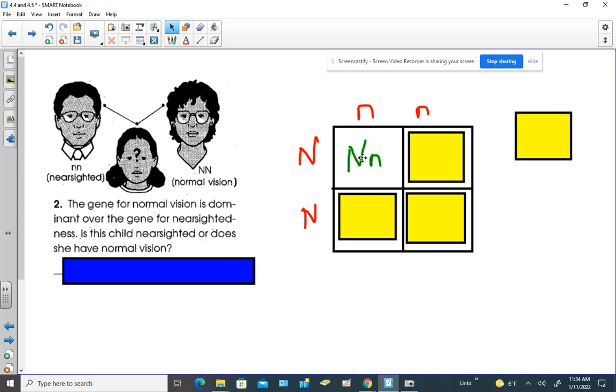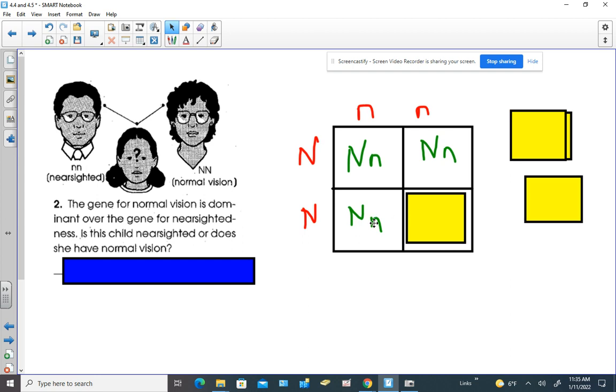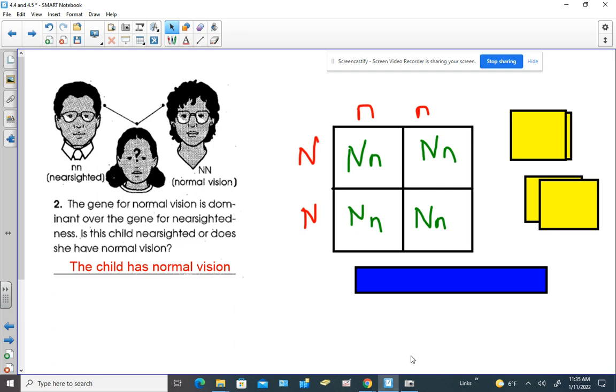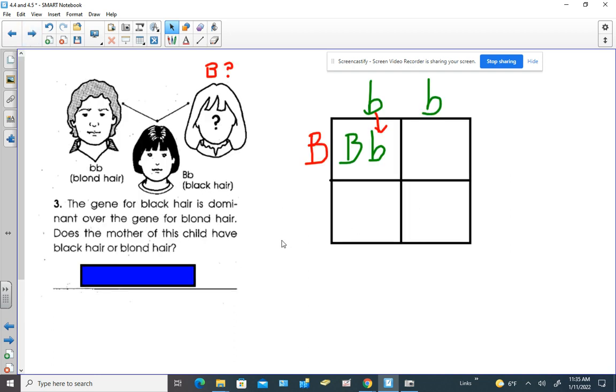So this child would be a heterozygous, having the normal vision allele, which is dominant. That would be true for this child, be true for this child, and it would be true for this child. So as long as that dominant allele for normal vision is there, that means the child will have normal vision. Write that down. If you need more time, hit the pause button. All right, let's look at question number 3.